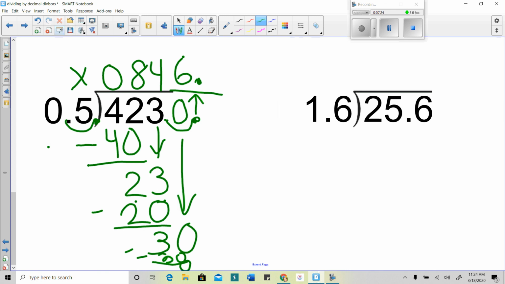So last problem that we're going to go over together here. So we've got 1 6/10, dividing that into 25 6/10. So we get 1 jump on the left. So 1 jump on the right, and this is going to go straight up here. Okay, so 16 will not go into 2, but it will go into 25 once.